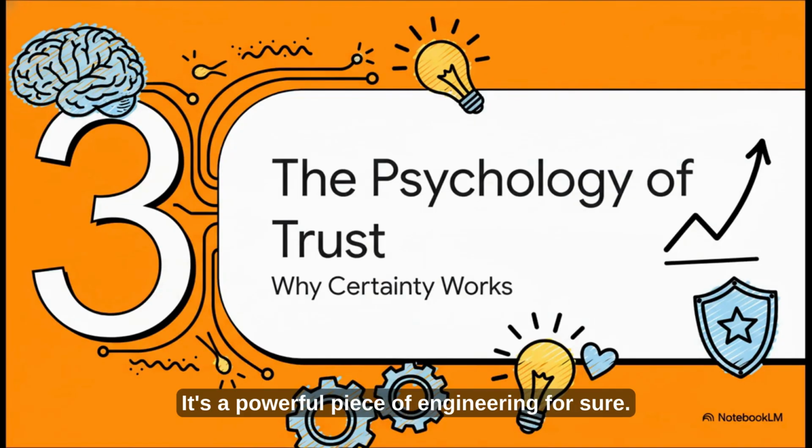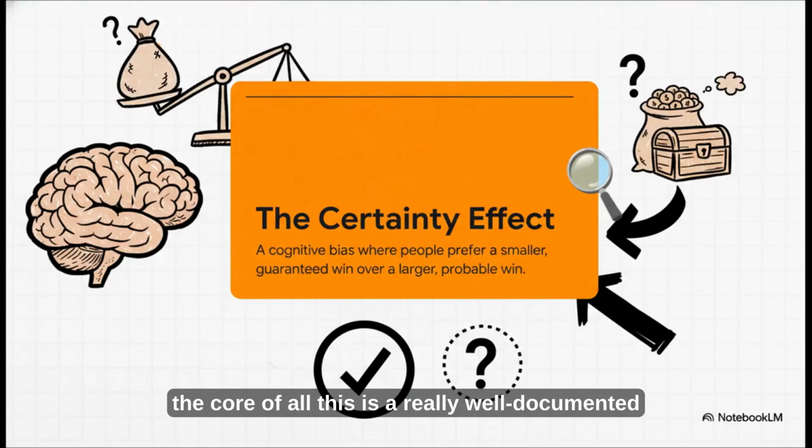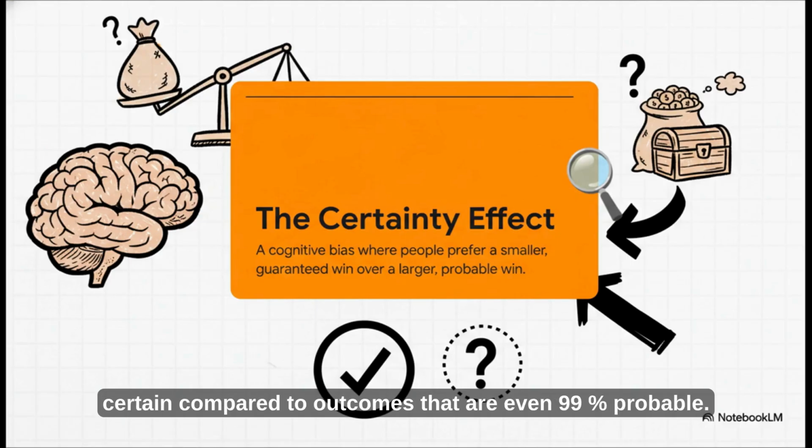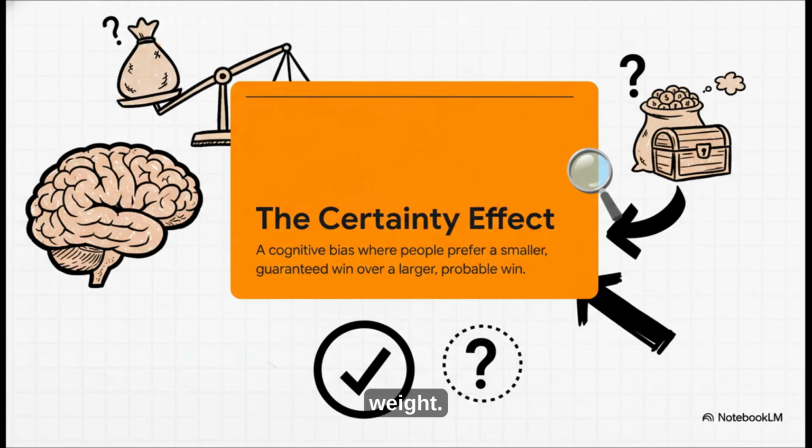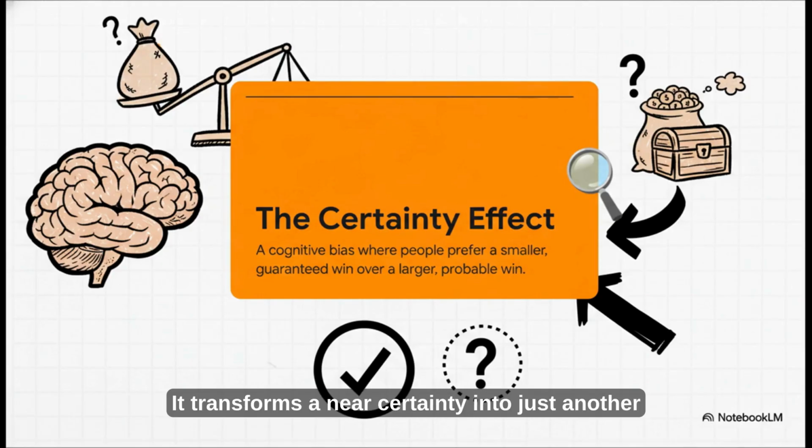So, we've seen the mechanism. It's a powerful piece of engineering, for sure. But why does it work so well on a deep neurological level? Let's dive into the psychology that makes this engine fire on all cylinders. At the core of all this is a well-documented cognitive bias called the certainty effect. To put it simply, our brains are not rational calculators, not even close. We have this powerful, non-negotiable preference for a sure thing. We dramatically overvalue outcomes that are 100% certain compared to outcomes that are even 99% probable. That tiny 1% of doubt carries a massive psychological weight. It transforms a near certainty into just another gamble.